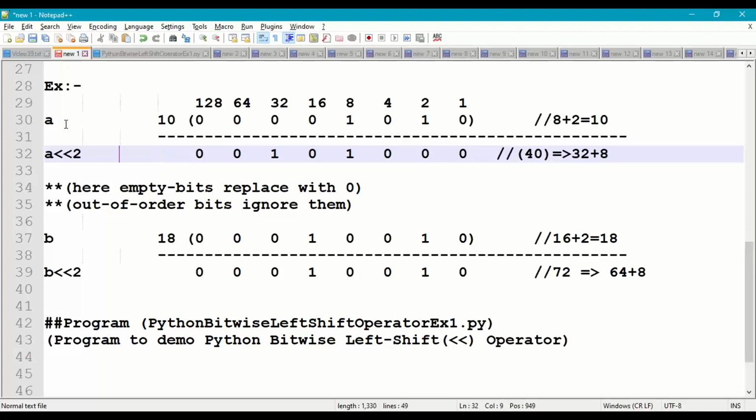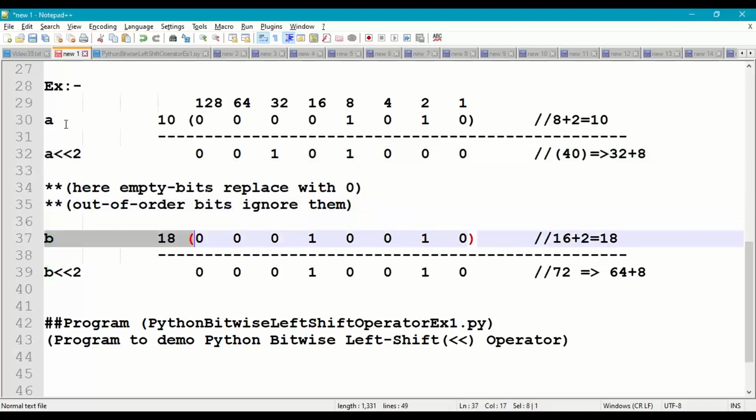When we ignore those 2 bits, this is the corresponding 8-bit number: 00101000. Now add the values here: 32 plus 8, which is 40. Similarly b. So b is 18.